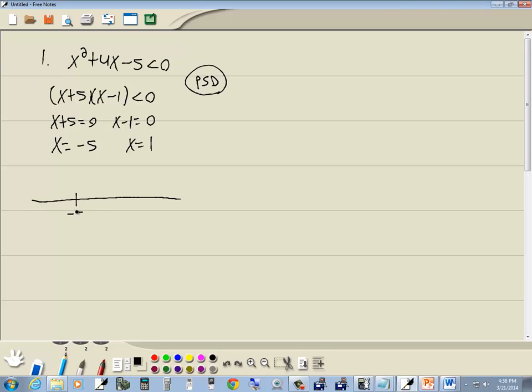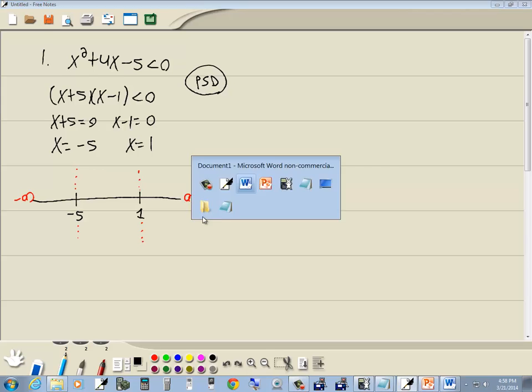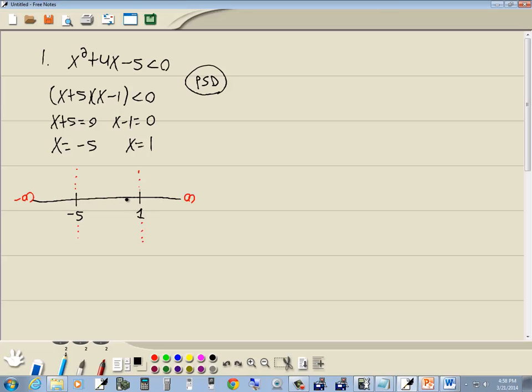Well, here's negative 5 and here's positive 1. And these split things up into intervals. Clear over here is negative infinity. Clear over here is positive infinity. So this first interval goes from negative infinity to negative 5. Then this next interval is negative 5 to 1. Then this last one is 1 to positive infinity. This horizontal line here is our x-axis. And those are our critical values.